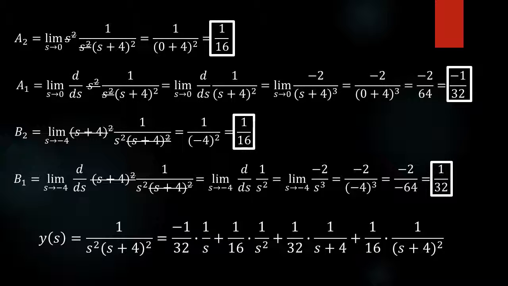Now we have the value of each letter, and we can write the partial fraction expansion, that is minus 1 over 32 times 1 over s, plus 1 over 16 times 1 over s², plus 1 over 32 times 1 over (s + 4), plus 1 over 16 times 1 over (s + 4)².